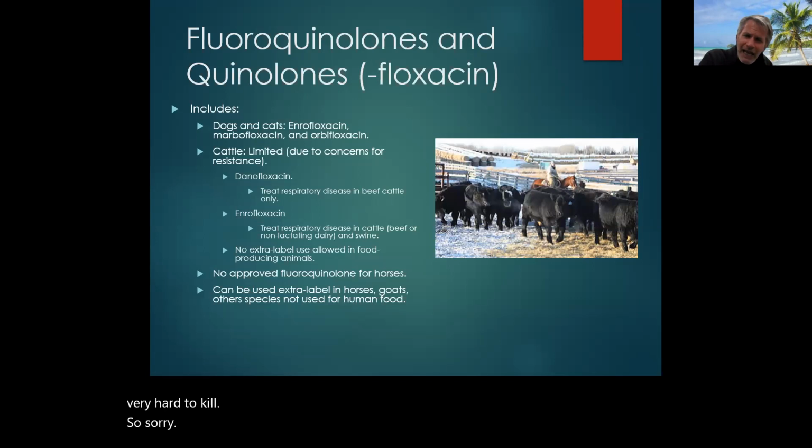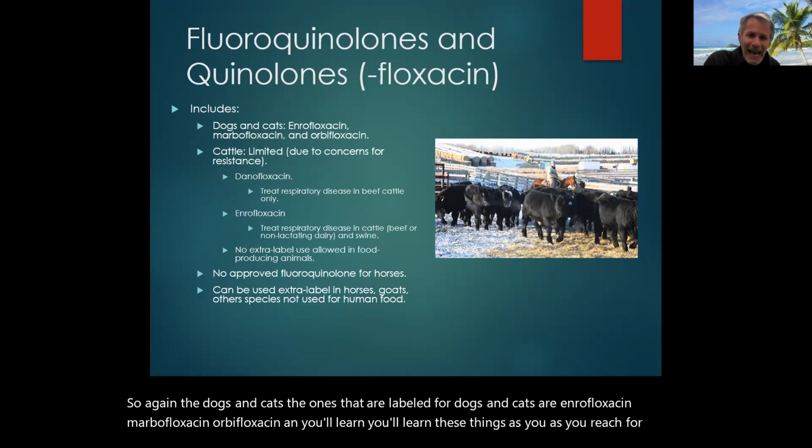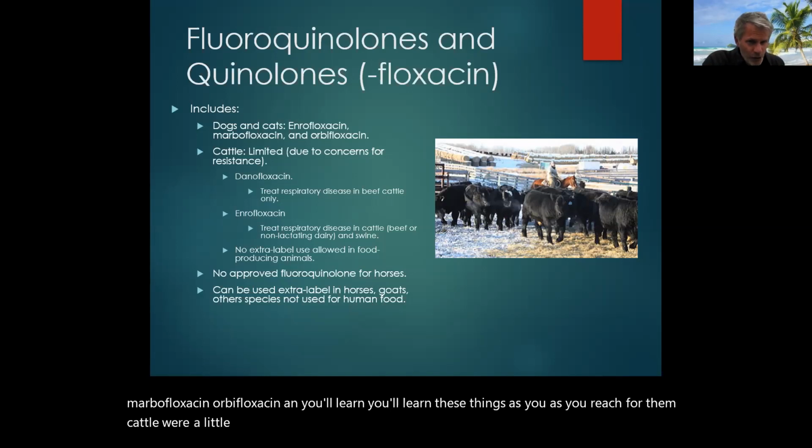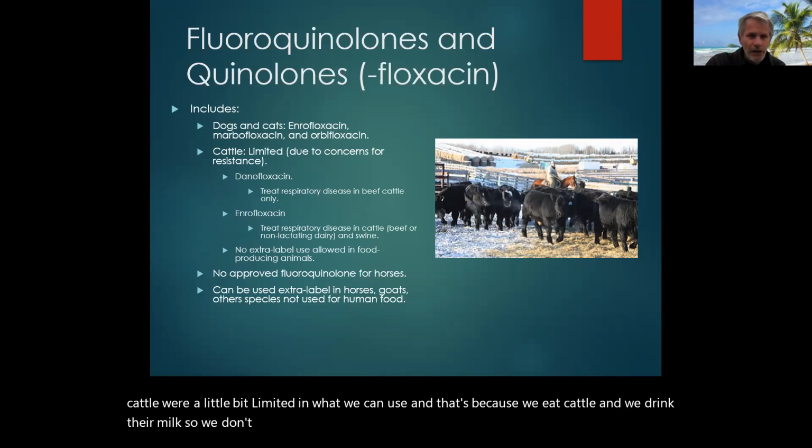Again, in dogs and cats, the ones that are labeled for dogs and cats are enrofloxacin, marbofloxacin, and orbifloxacin. And you'll learn these things as you reach for them. Cattle, we're a little bit limited in what we can use. That's because we eat cattle and we drink their milk. So we don't want small amounts of fluoroquinolones to end up in our meat or our milk, ever.